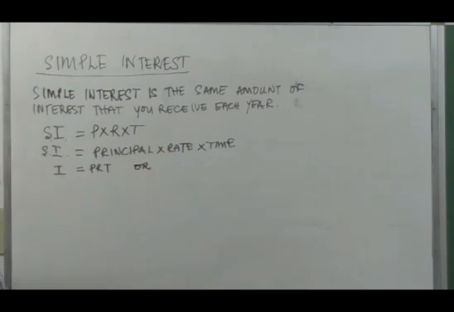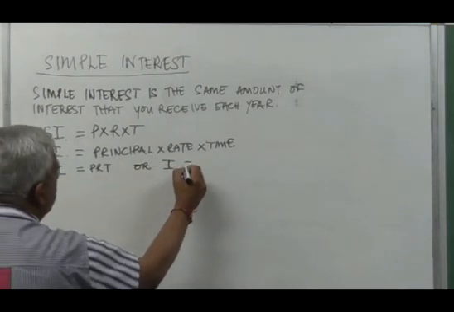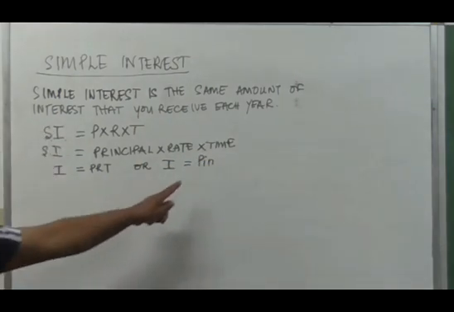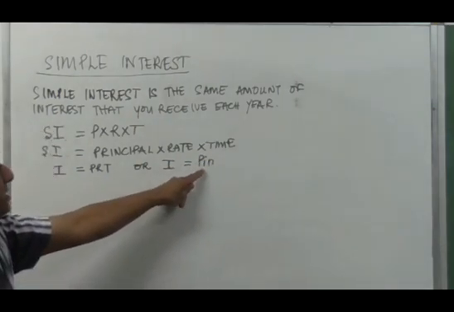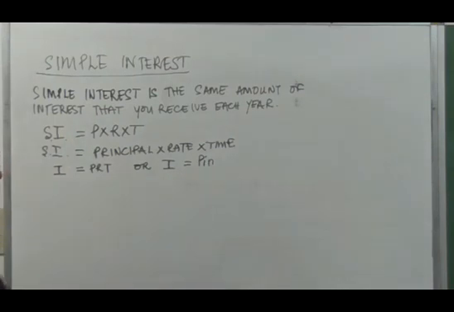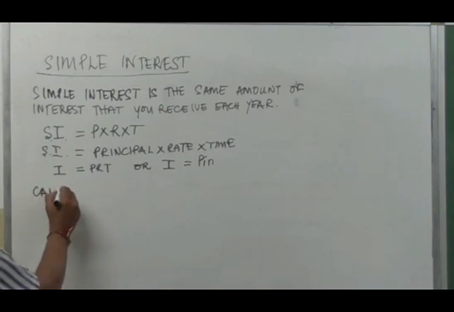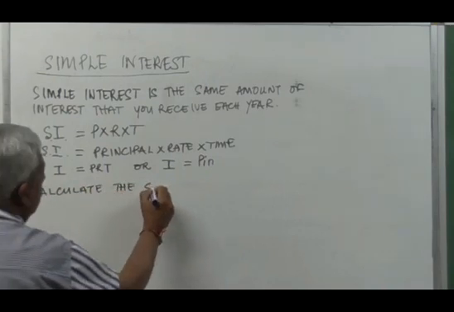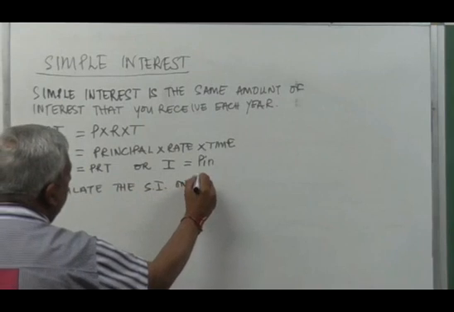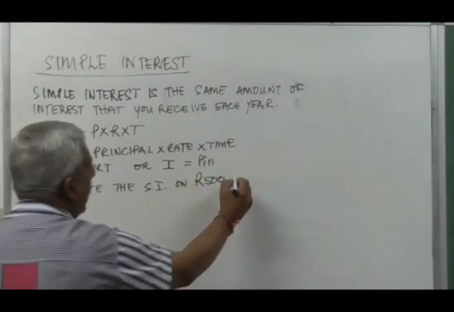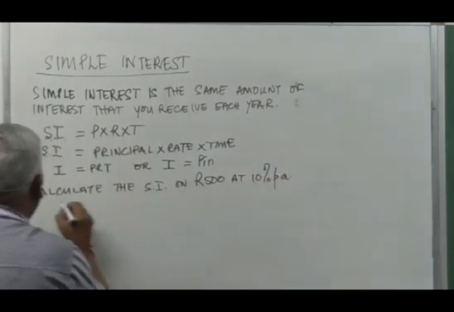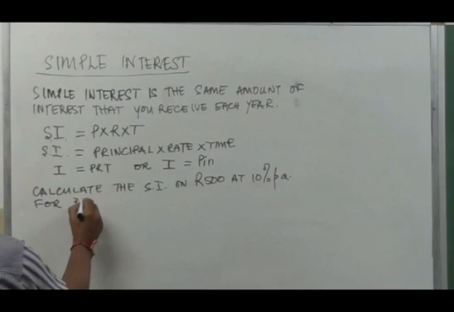We just say interest is equal to PRT. Or you'll find in some books, they will tell you that interest is equal to PIN, where P is principal, I is interest rate, and N is the time. Now let's take an example. Calculate the simple interest on 500 Rand at 10% per annum for 3 years.